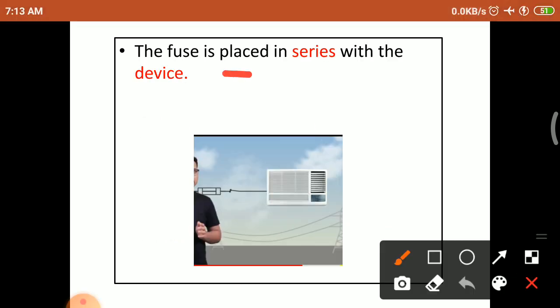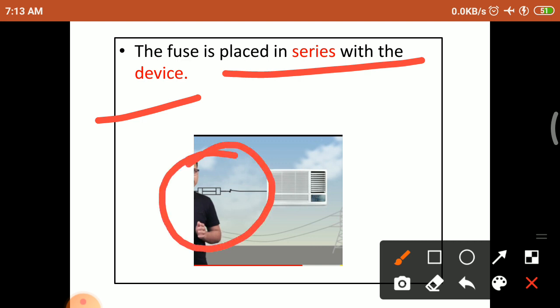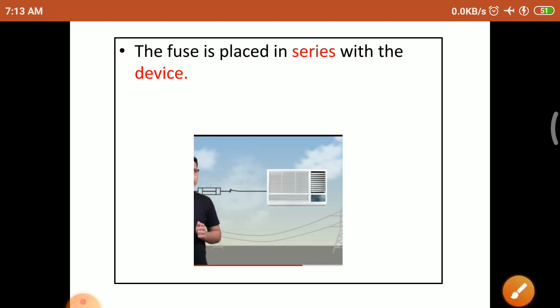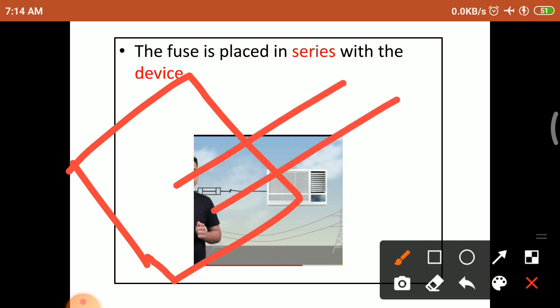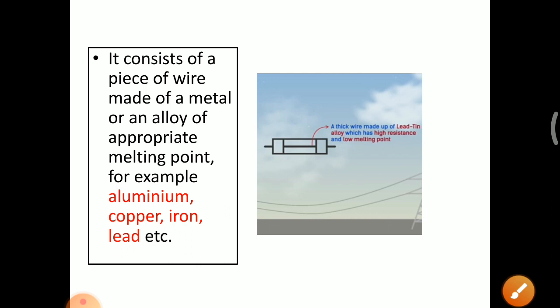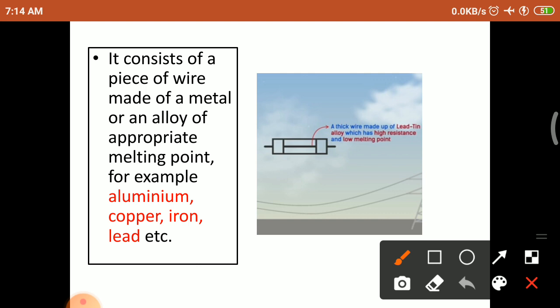The fuse is placed in series with the device. The fuse is always connected in series. If you take your home, this is the main connection, and from this main connection we give connections to the home. So in the main connection we place the fuse. The fuse wire is always connected in series to the main. It consists of a piece of wire. See here, the center line, this is a piece of wire, this is the fuse wire.